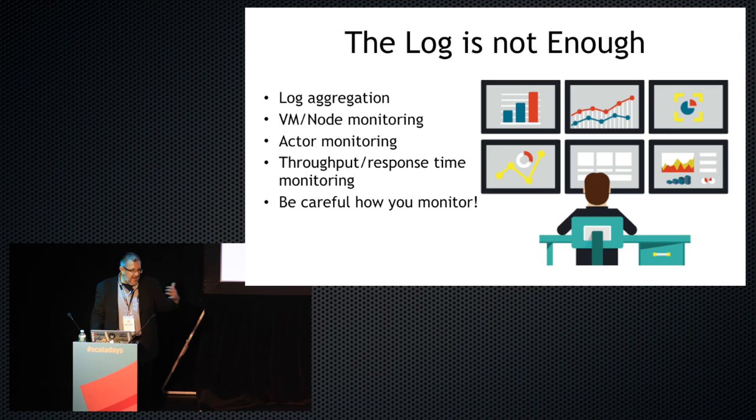VM and node monitoring is great. Throughput and response time monitoring is also handy. If you're using an actor system, monitoring time in mailbox and mailbox size is probably one of the stats you're most interested in, because that's showing you the shock absorbers in the small in your system. But be careful how you monitor. It's also possible to build monitoring into your system and slow it down.